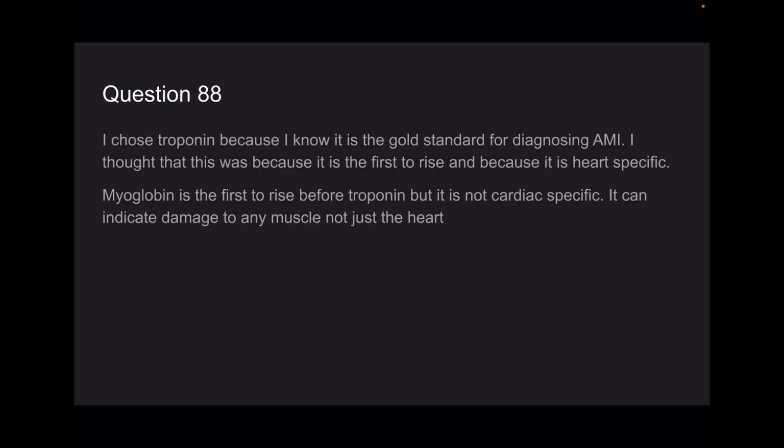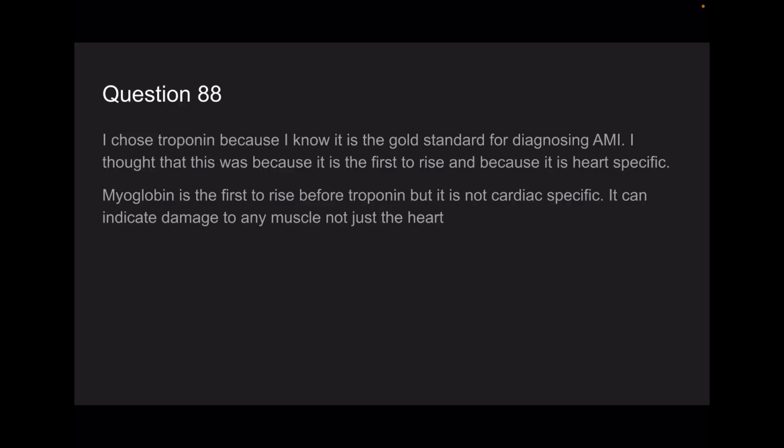Okay, a patient is admitted to the hospital with acute chest pain. Which of the following cardiac markers will be elevated first if the patient had a myocardial infarction? This is kind of stupid. I chose troponin. I don't know. It's the gold standard for AMI. I know it's cardiac specific. I know it's quick. That's why it's used most often.